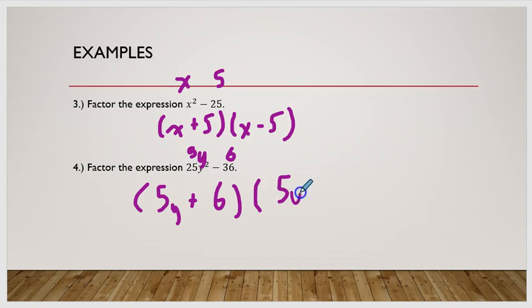Remember that you can check your answer by multiplying these back out. So if you FOILed this, you would have 5y times 5y is 25y squared. The outside and the inside products should cancel in this case. And 6 times negative 6 is negative 36. So that's why I know that this is the correct factoring here.